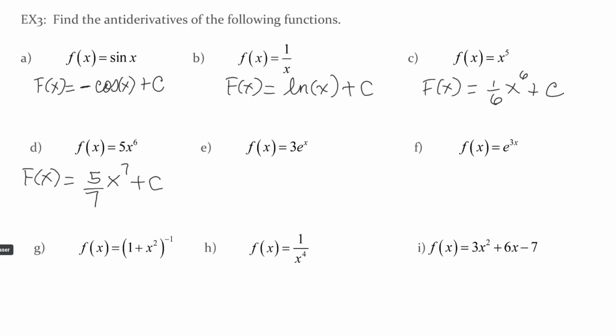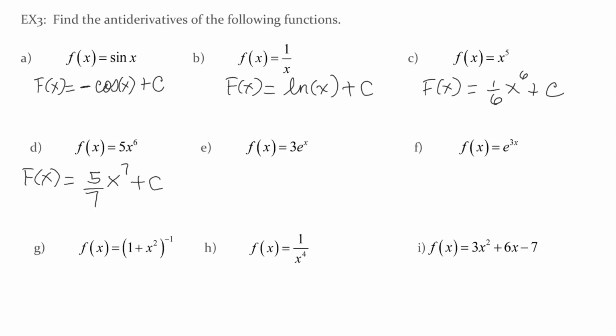And let's check just to make sure. Move this 7 down, right? 7. Cancel with that 7. I will have 5. X to the 1 less than 7 is 6. And the derivative of a constant is 0. So that's a good answer.